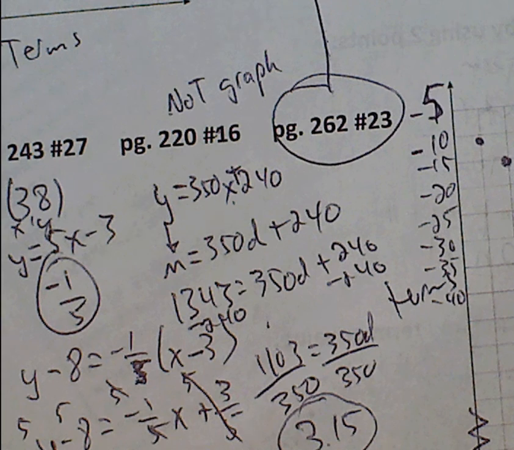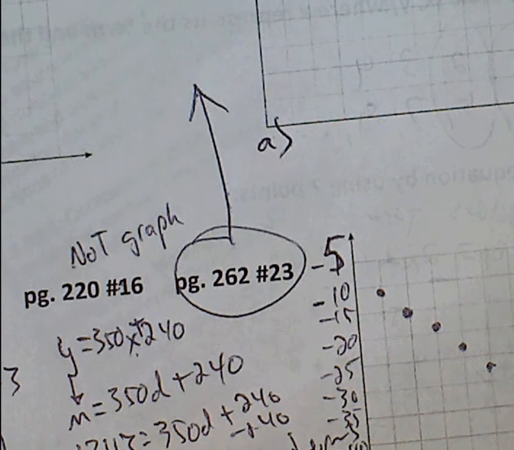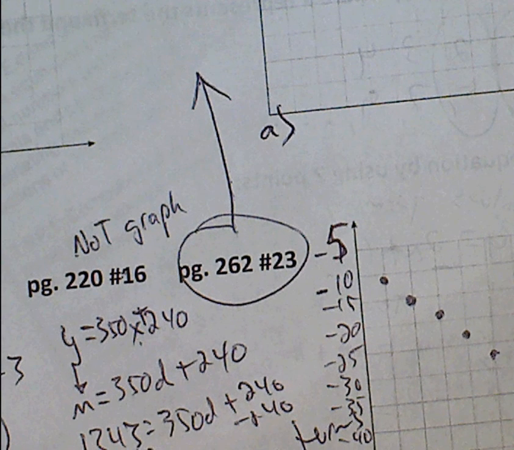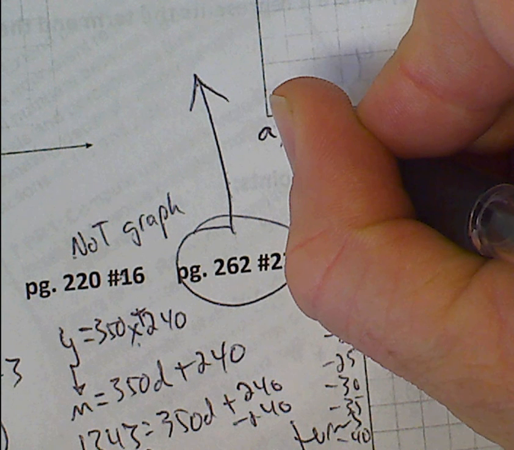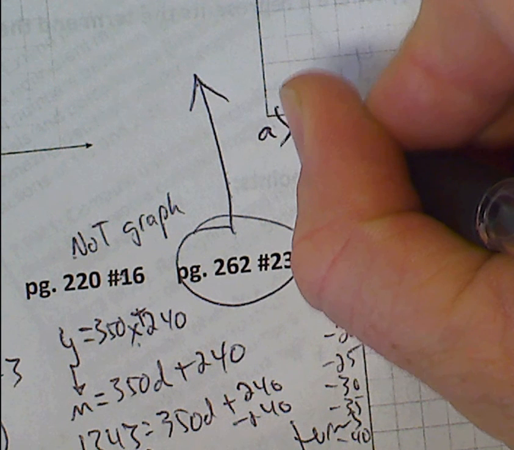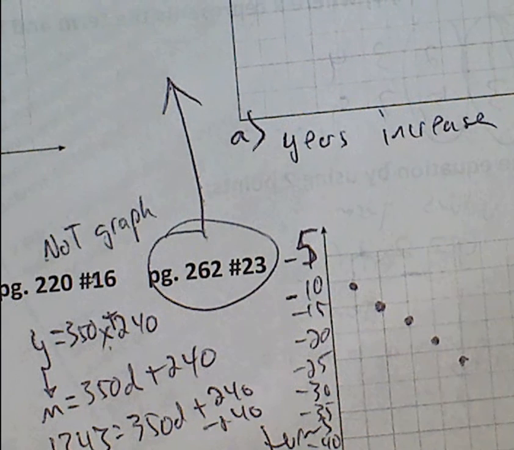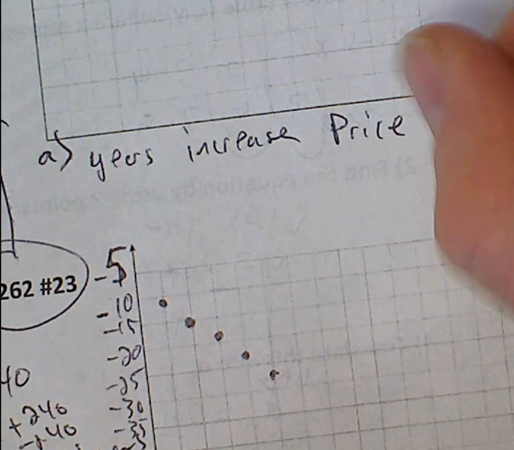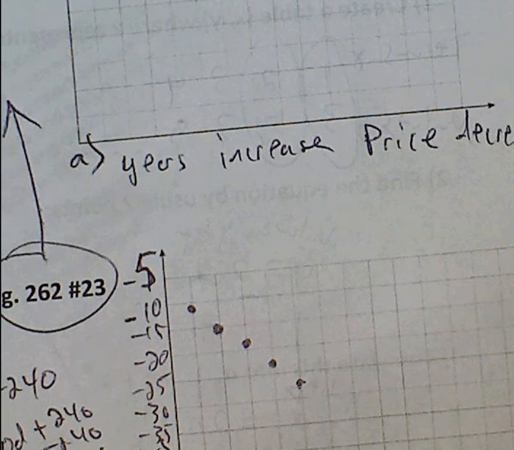So it says, describe the relationship in the data. So my letter A, if I describe the relationship in letter A, so what's happening? So my X, my age, so as my years increase, my price of the car decreases. So the older the car gets, the less it's going to cost. Okay, so that's what I did.